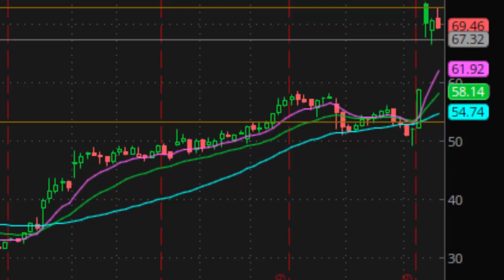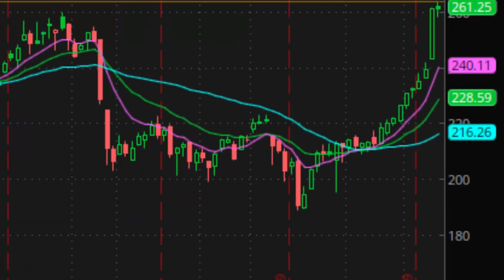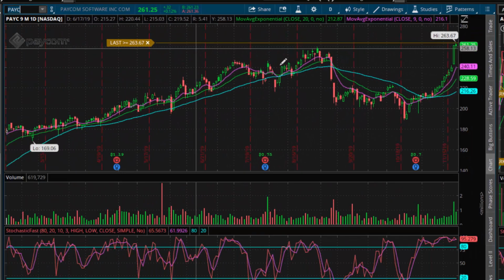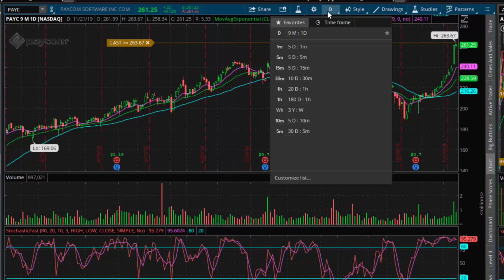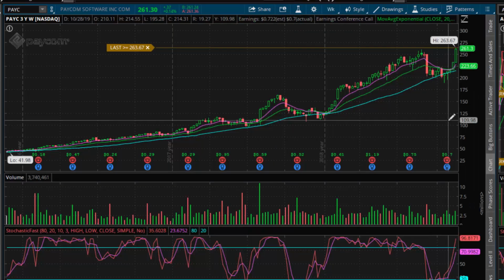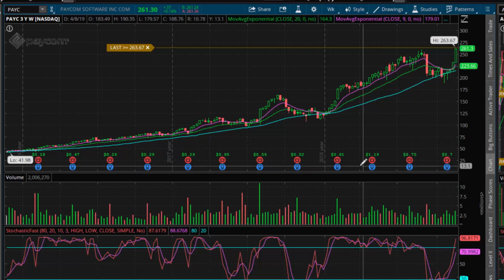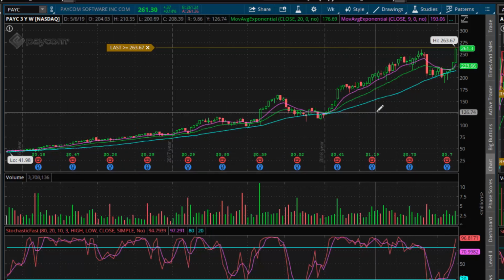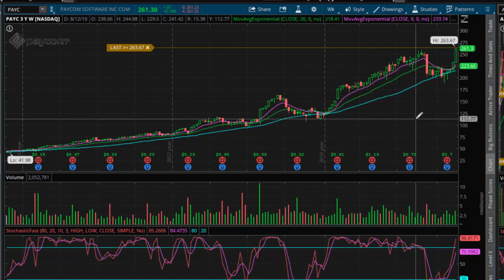And finally, I want to show you PayC, which is one of the ones we had in our alert service recently. And a lot of people wonder which stocks they should play for a short-term swing trade and which ones they should play for a long-term swing trade. And this is a good one for a long-term swing trade because you can see on this chart how over the past 3 years on a weekly chart here, you can see a very strong uptrend.